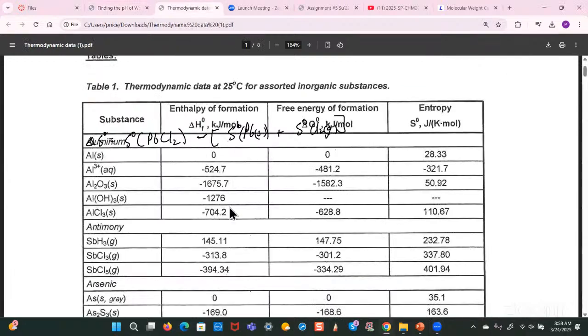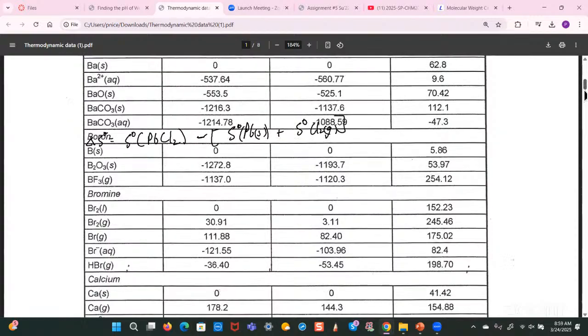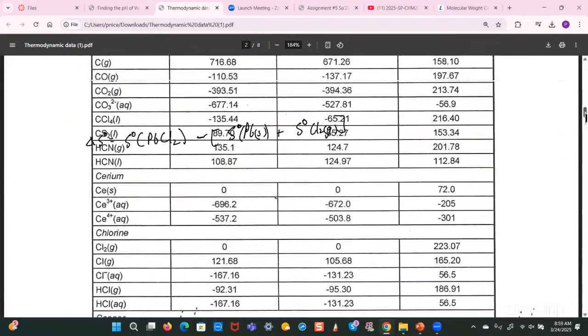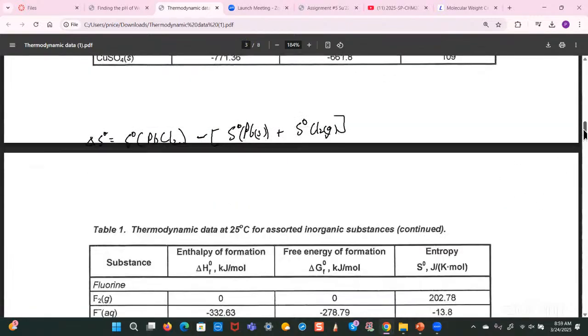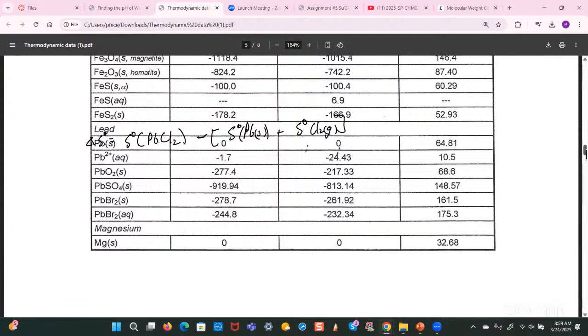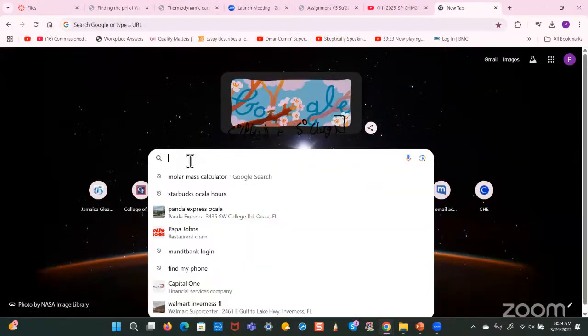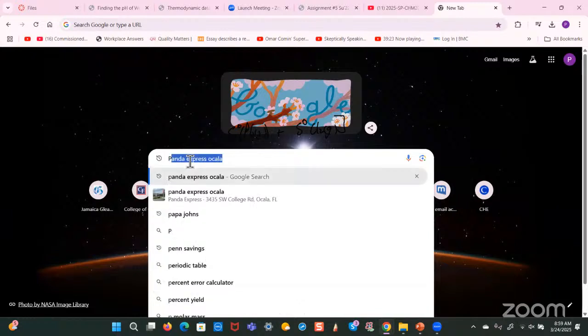So I'm looking for the value of lead 2 chloride. And this is arranged in alphabetical order, so I should be able to find it. Okay, interesting, we don't have lead 2 chloride here. So you know what I'm going to do? I'm going to look it up. But that value should be given if you're given an exam and it's not available in the table.